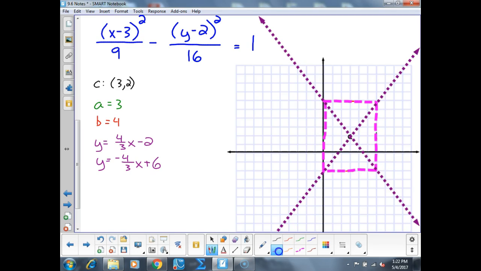Okay. What else do we need? We need vertices. Which direction does this hyperbola open? Left, right, up, down? You tell me. Don't just guess. It's x squared minus y squared, so it opens left, right. So that means my vertices are here and here. So my vertices would be at 0, 2 and 6, 2.